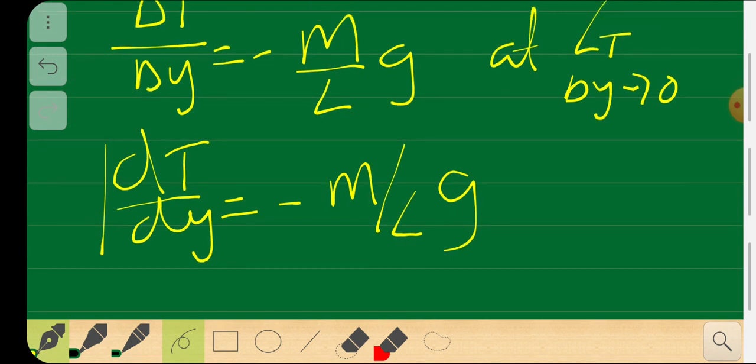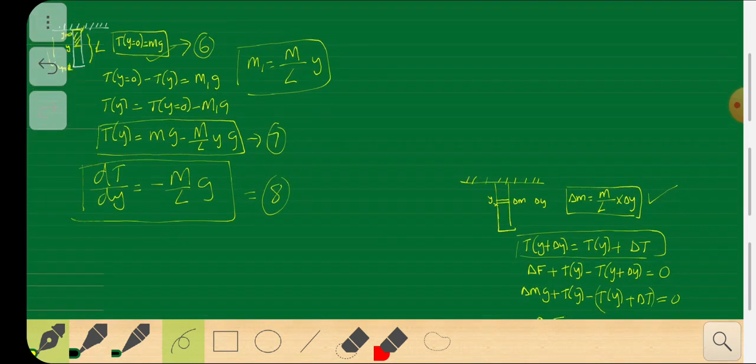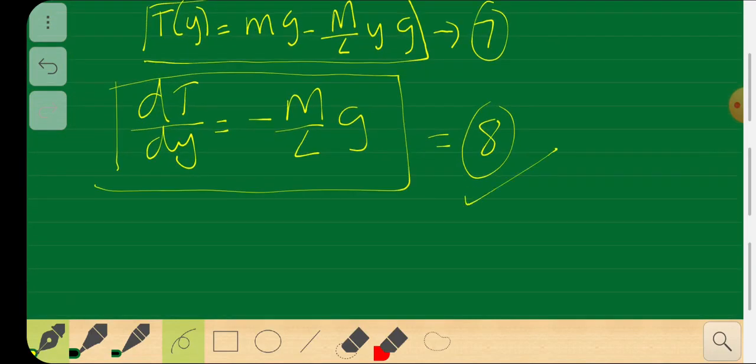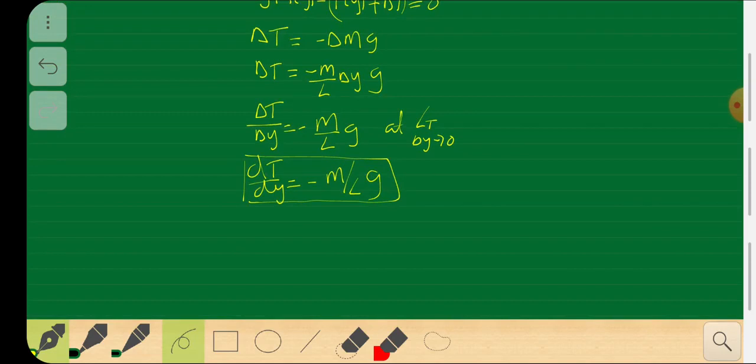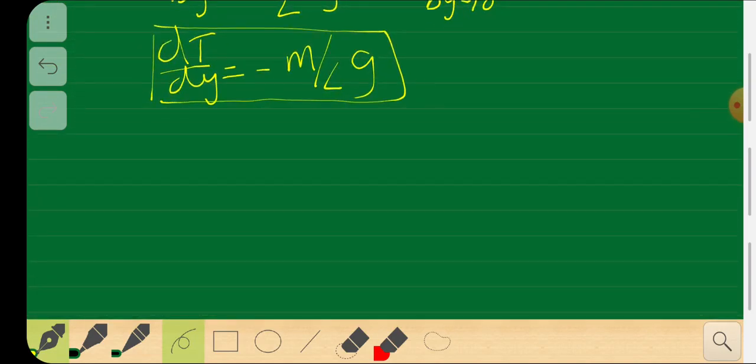This is the same as the equation that we found out the hard way, so it is the same as equation 8, right? So dT by dy is equal to minus m by L g. Okay, so it's the same thing. If you want to find out the tension from here, you can integrate.